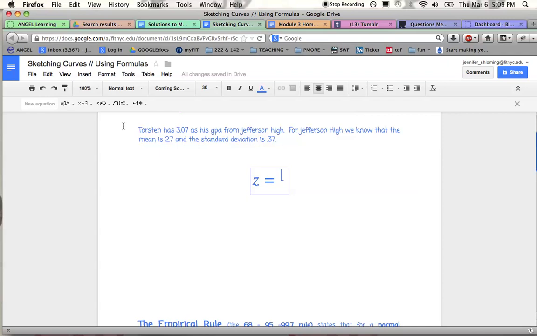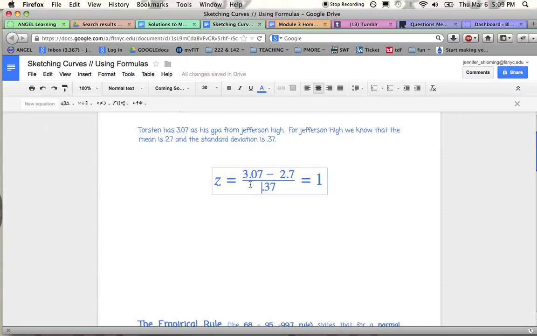We have 3.07 is his score minus the mean, which is 2.7. Press tab to get to the denominator. It's 0.37. And press the right arrow key to get back to equals. So 3.07 minus 2.7 all over 0.37 gives us 1. I press tab to escape this.